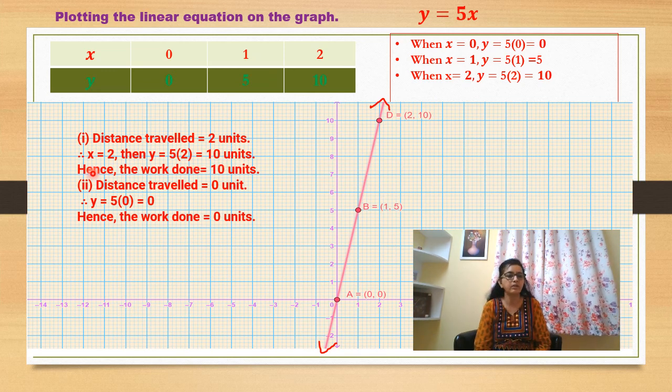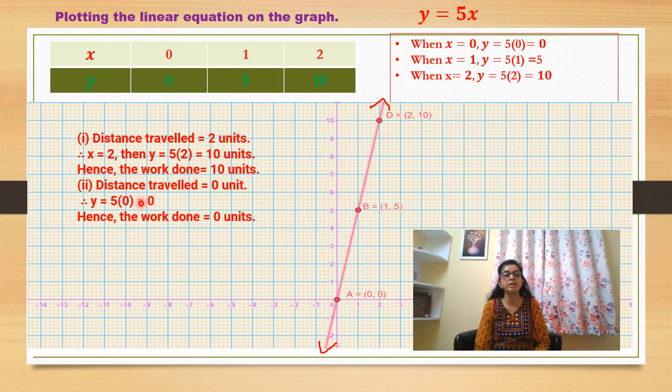And what about the second question? The second part is also given in the question. What will be the work done when the distance traveled is 0 units? Again move to the table. When the distance traveled, it means the x coordinate is 0.